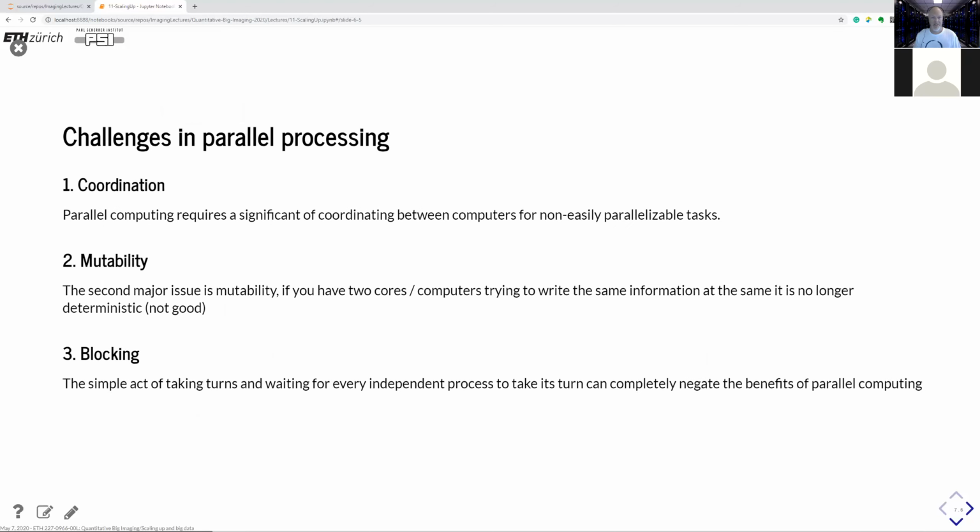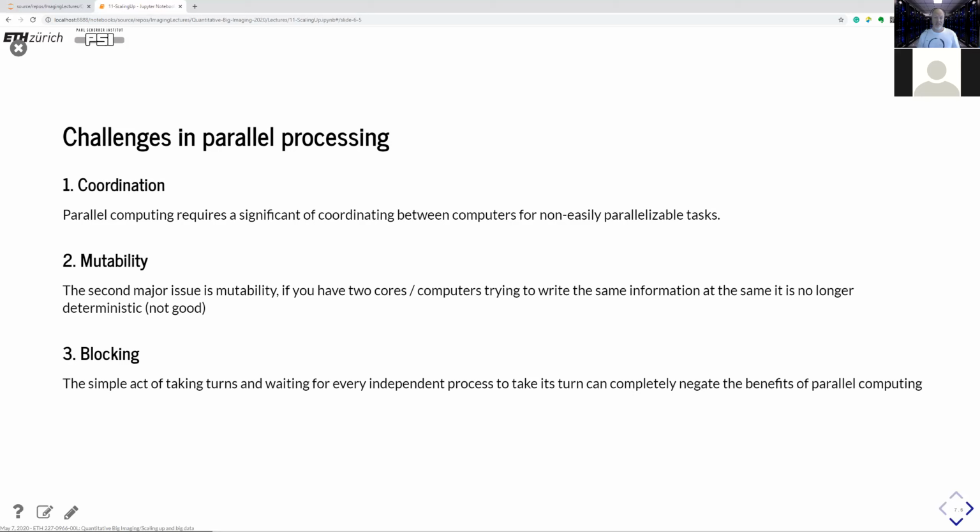So we have some challenges. One, of course, considering the dining philosophers, is coordination. You need to coordinate how data is flowing between the computers in non-trivial parallelizable tasks.